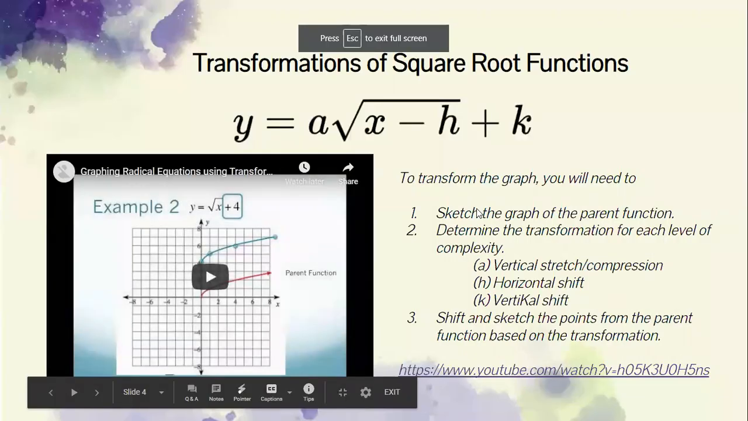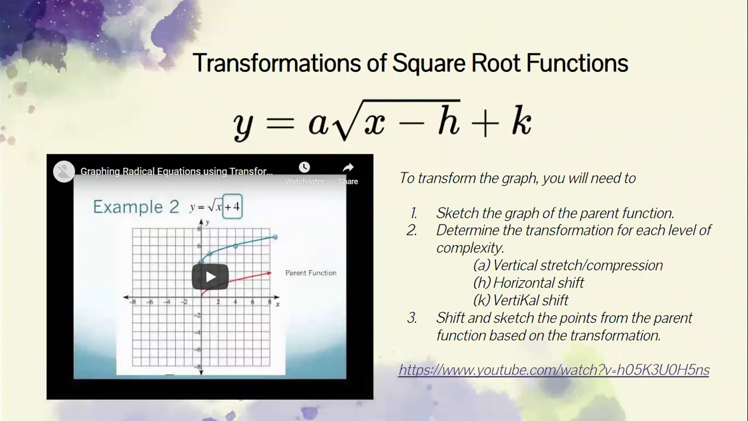So now that we kind of have an idea of how we're going to approach these transformations, let's do a couple of examples. Again, the very first thing that I want to just review real quick is that in order to do these transformations, first we need the graph of the parent function, which is why it's so important that we know what the graph looks like and we know at least 3 points of precision on our graph. Then we have to determine the type of transformation depending on the level of complexity.